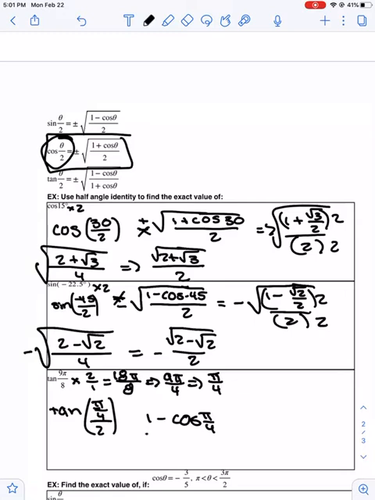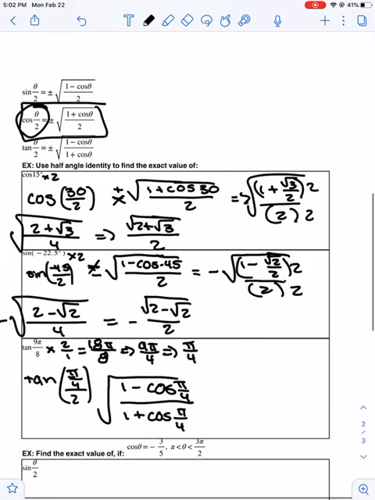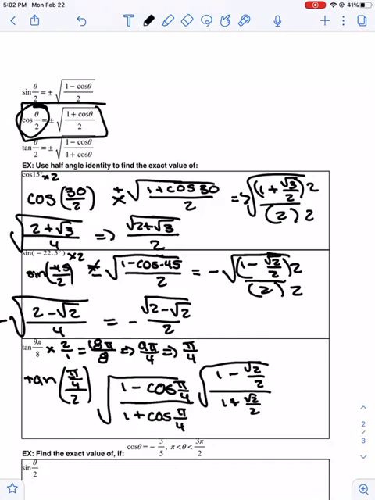So that would be the square root of 1 minus the cosine of pi over 4 over 1 plus the cosine of pi over 4. And again, it's plus or minus, but tangent pi over 4 is in our first quadrant, and tangent is positive. So we're going to use the positive. So I'm going to find my values. So cosine pi over 4 is root 2 over 2.